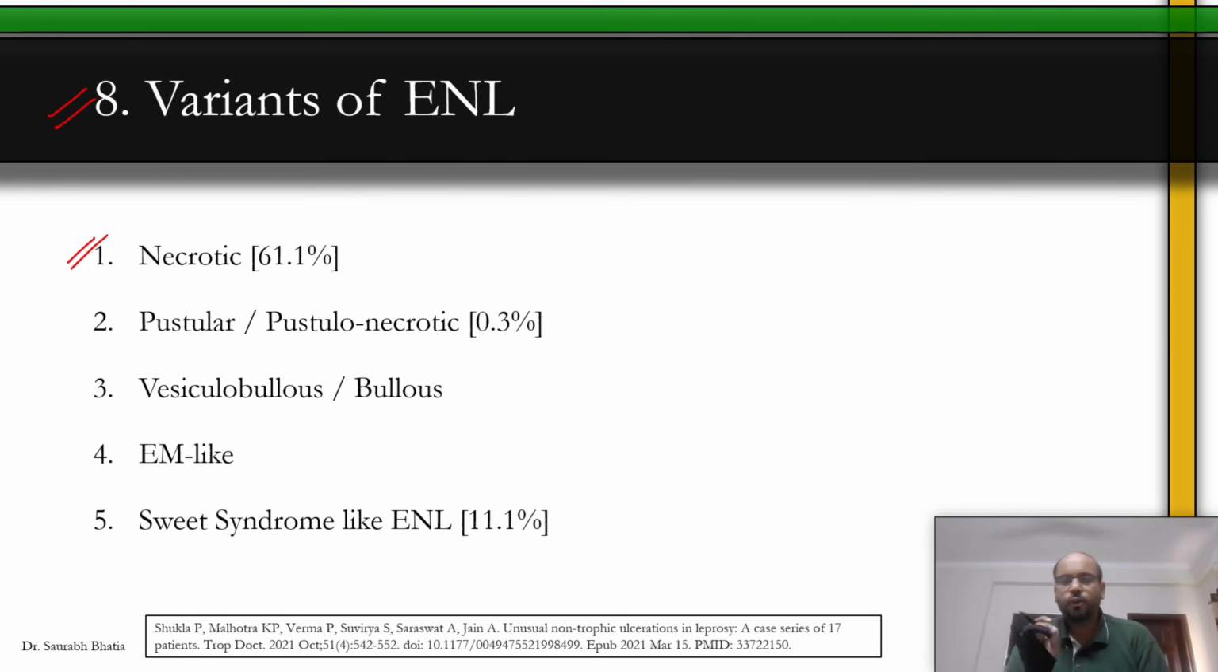In fact, in the video on Lucio leprosy, we have discussed necrotic ENL in some detail. Other variants include pustular or pustular-necrotic in about 0.3%, vesiculobullous or bullous in which you have bulla formation over the ENL lesions, erythema multiforme-like, and Sweet syndrome-like ENL in about 10%, 11% of cases. So we need to keep our mind open that even leprosy can present as any symptom or any sign. ENL can also present and have variable presentations in the OPD or in emergency. Let's move forward.